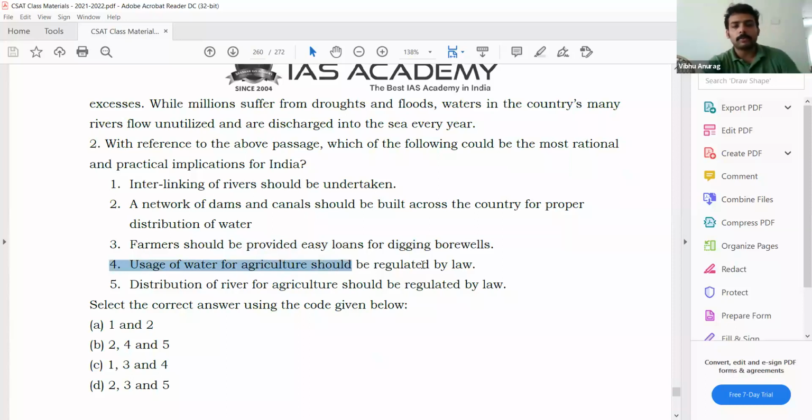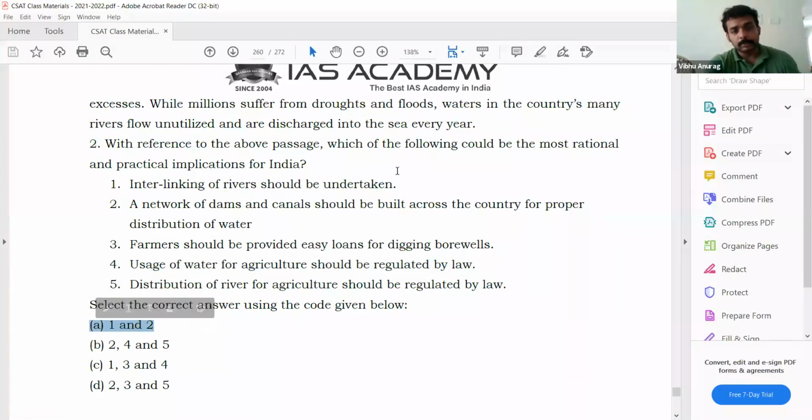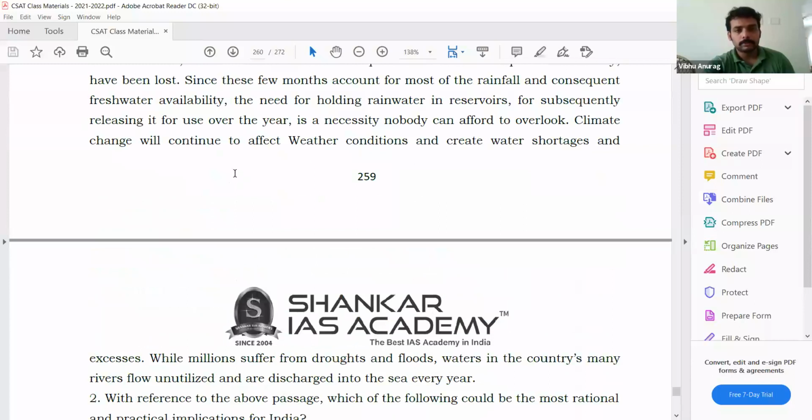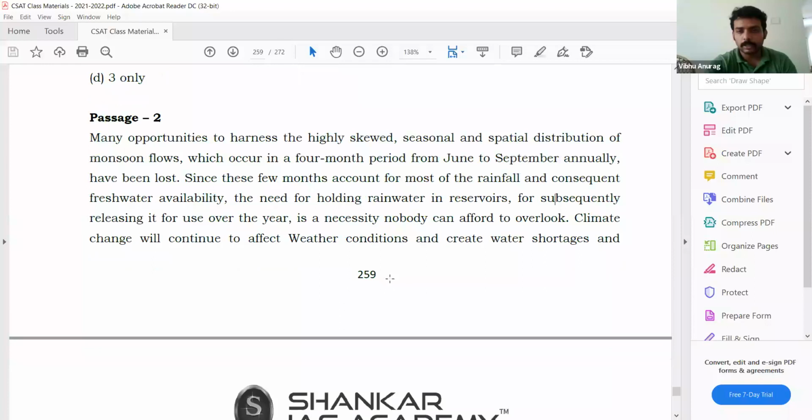Fourth one, usage of water for agriculture should be regulated by law. That's also wrong because the passage doesn't really mention anything about legislation, and this is not going to help rainwater harvesting. Fifth one, distribution of river for agriculture should be regulated by law. Again, this talks about law making, which is irrelevant to our passage. So the answer is A, 1 and 2. A is the answer, 1 and 2. Okay. For this one, answer is A.